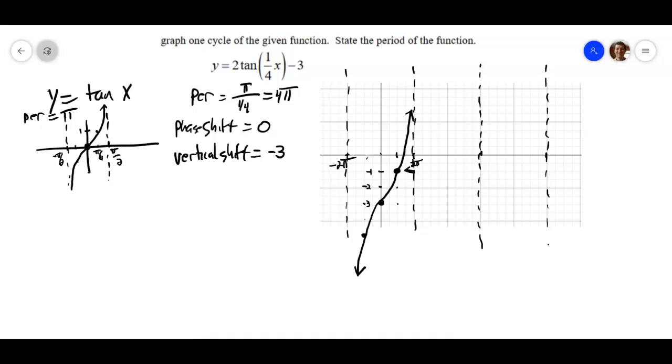These other asymptotes, and this is 2 pi. The period is 4 pi, so 2 plus 4, this would be 6 pi. Another 4 pi, this would be 10 pi, etc.